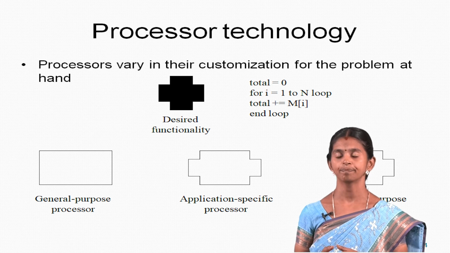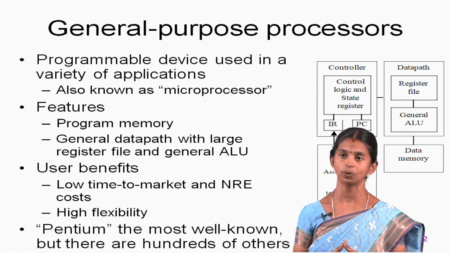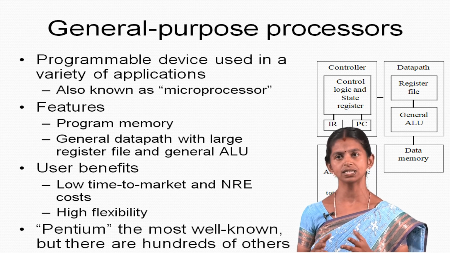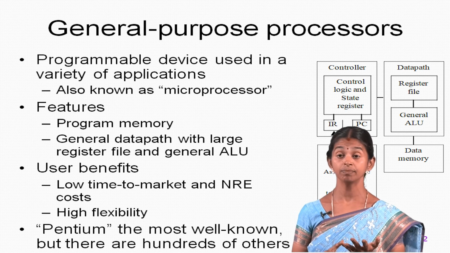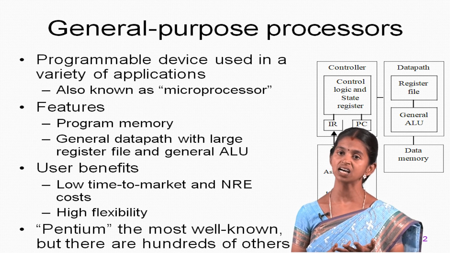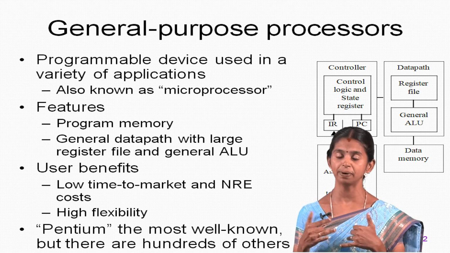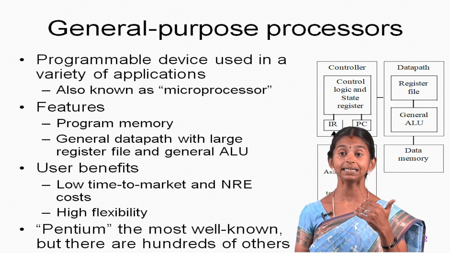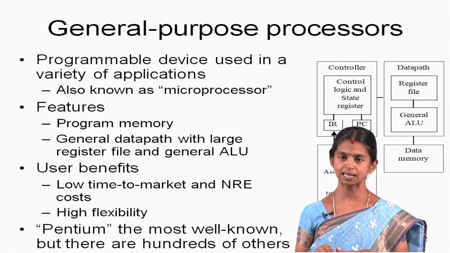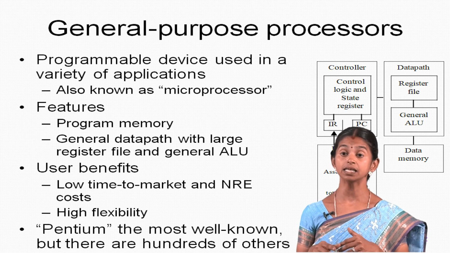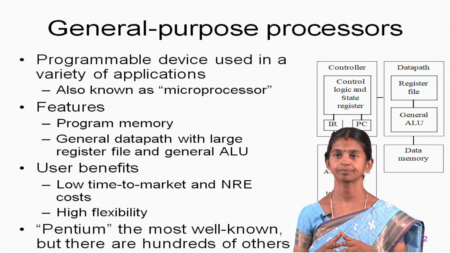General purpose processor. A programmable device used in a variety of applications, also known as a microprocessor. What are the features of a GPP? It has program memory, a general data path with a large register file and a general ALU. What are the benefits? The user benefits from low time to market and low NRE cost, and high flexibility. Pentium is the most well known, but there are hundreds of others.